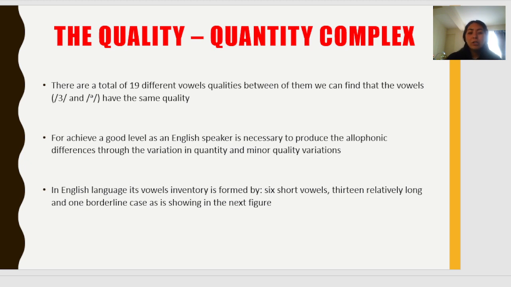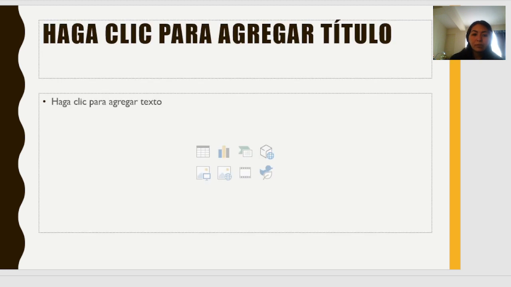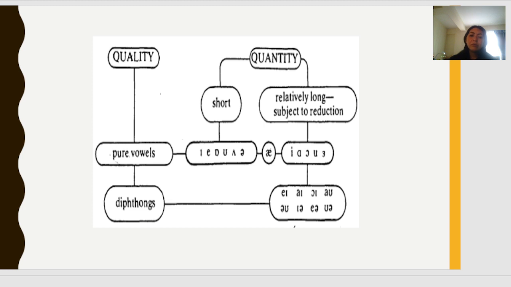In the English language, the vowel inventory is formed by 6 short vowels, 13 relatively long, and one borderline case, as is shown in the next figure. We have both quality, with pure vowels and diphthongs, and quantity, with short vowels and relatively long vowels subject to reduction, six, and the diphthongs too.